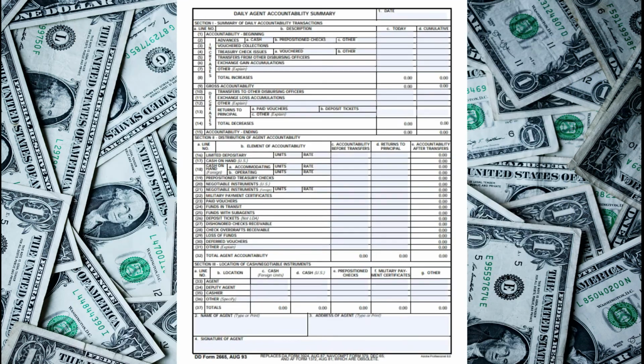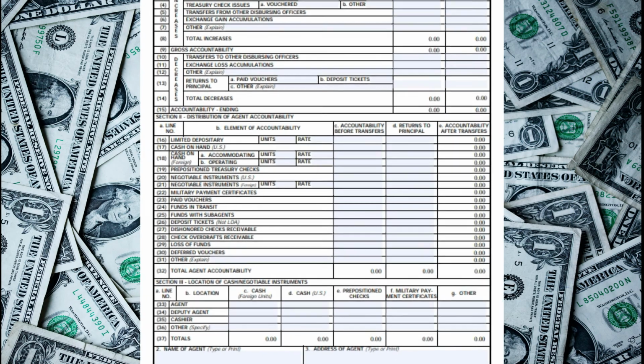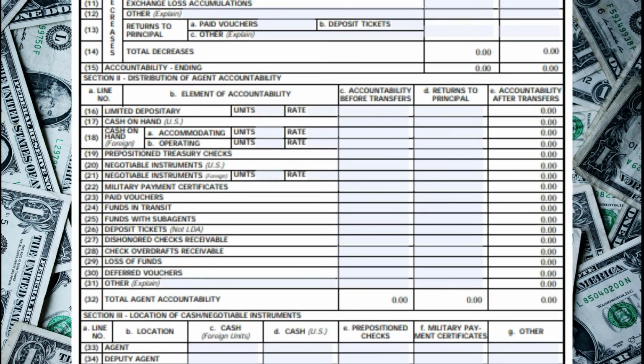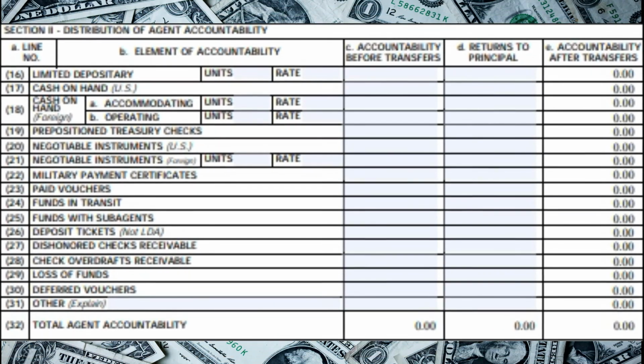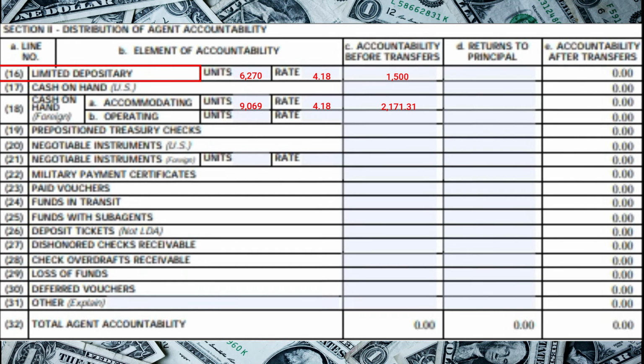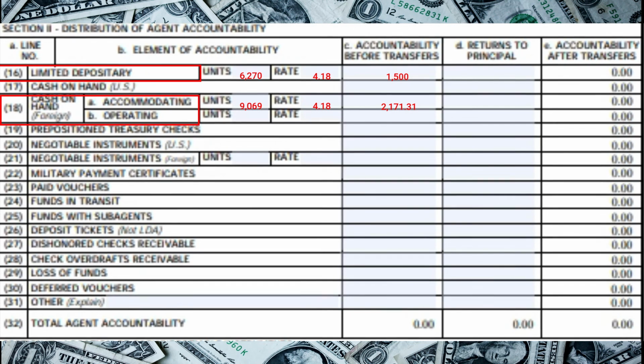The LDA and on-hand balance should equal the amount on the DD 2665 for the foreign currency on the LDA on line 16 and cash on hand for foreign currency on line 18.